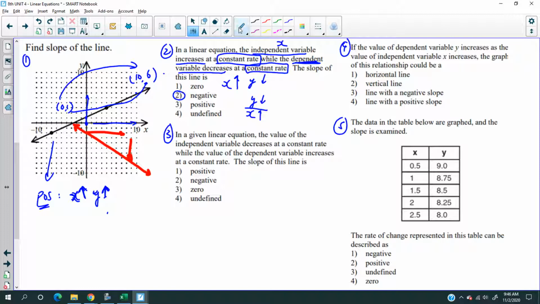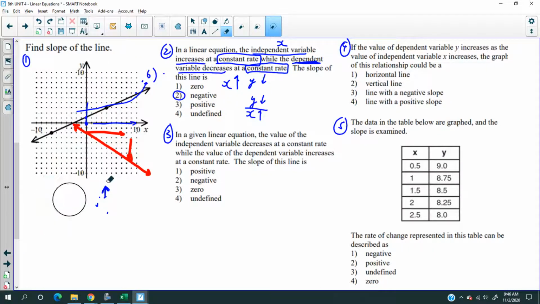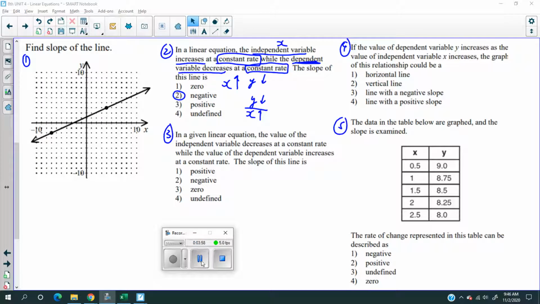Okay, all right. Now I gotta erase this. If you want to copy anything, you gotta rewind. Having said that, you're going to do 1, 3, 4, and 5 right now. So press pause right now.